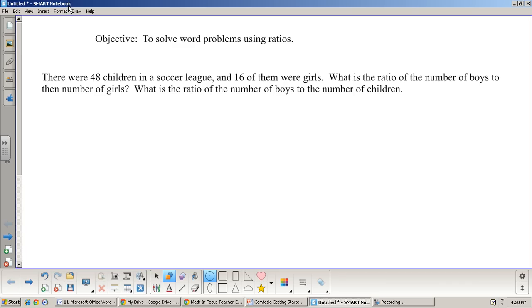Okay, today we are learning how to solve word problems using ratios. So this is our word problem. There were 48 children in a soccer league, and 16 of them were girls. What is the ratio of the number of boys to the number of girls? What is the ratio of the number of boys to the number of children?